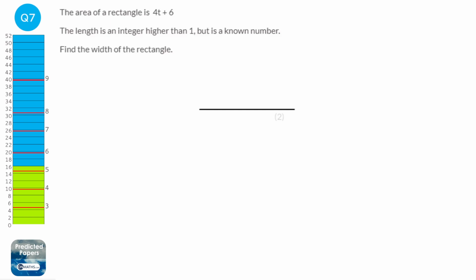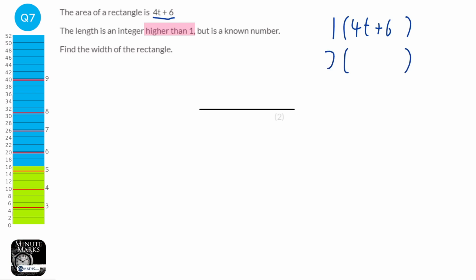Now factorise means put it into brackets. So if I try, what I can do is put a 1 on the outside here. So 1 times 4t plus 6 is 4t plus 6, but the question clearly states that it is higher than 1. So we need to find another number that's higher than 1 to factorise this with. If we look at 4t and 6, well, they're both in the 2 times table. So I can put a 2 on the outside here. 2 times 2t is 4t, and 2 times 3 is 6.